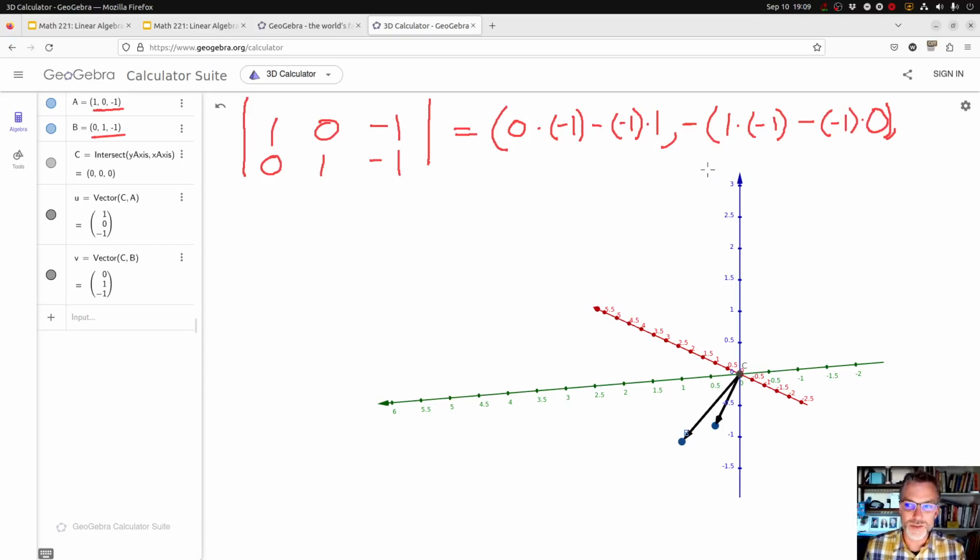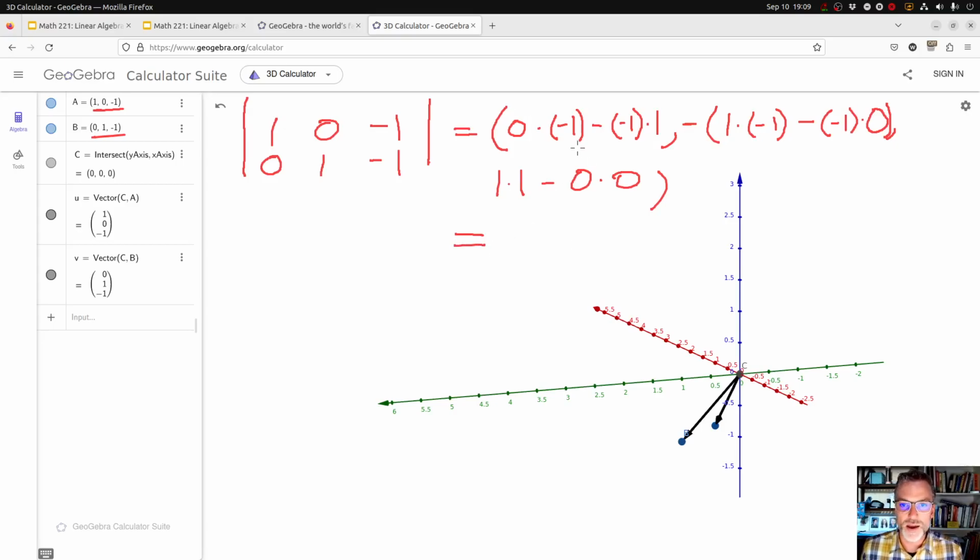Now, to find the third component of this vector, I ignore that final column and I take the product of these and subtract the product of these. So I go 1 times 1 minus 0 times 0. Great. So I'm done for now.